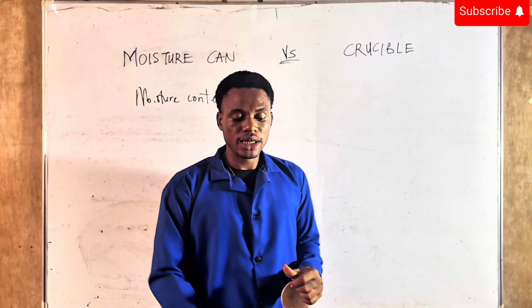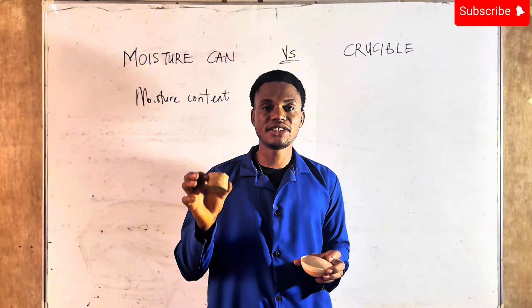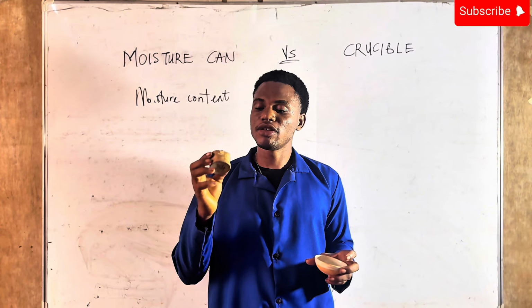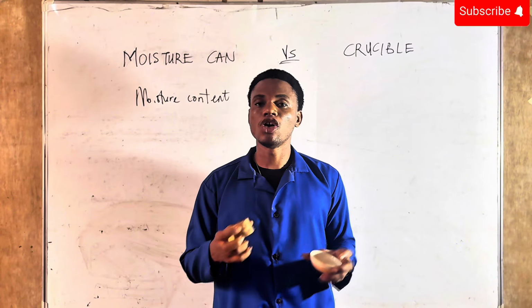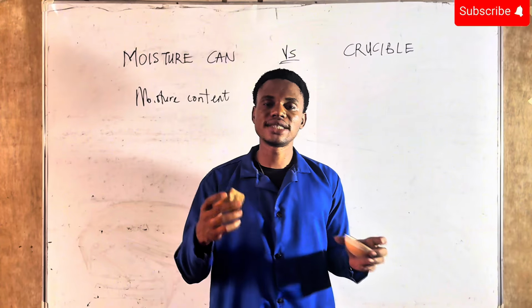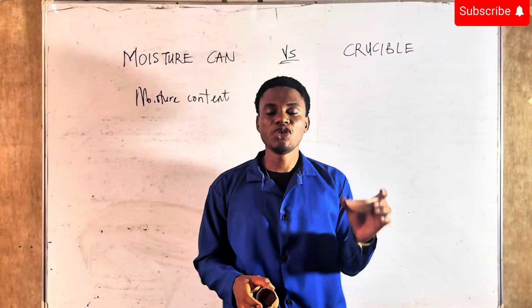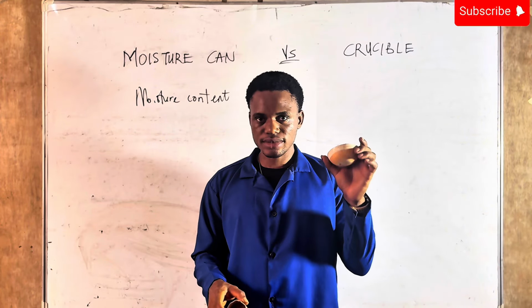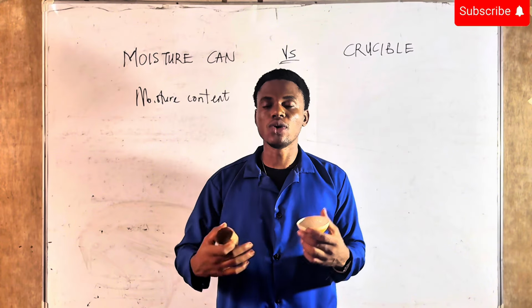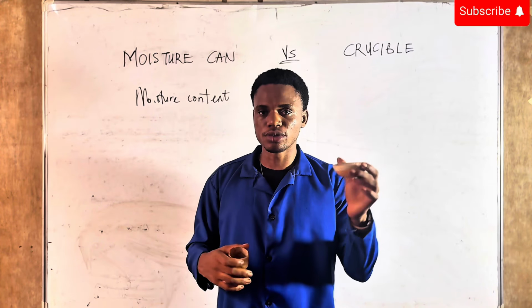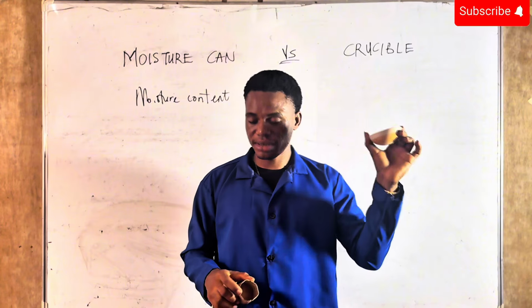Why? Because the moisture can is usually made of a metallic material, and it is usually heated up in the oven. So it's usually heated at temperatures like 100 degrees Celsius or 110 or 120 or so, depending on the specification. But this crucible is used for high temperature testing. When you want to carry out an organic matter test, you need to burn your material, you need to put it in an oven. So this can melt in an oven, while this will not melt. It has a very high melting point.